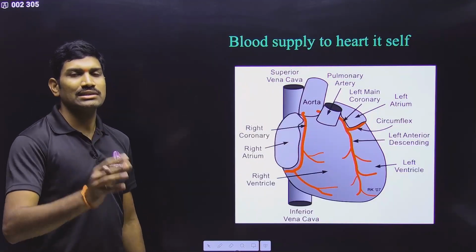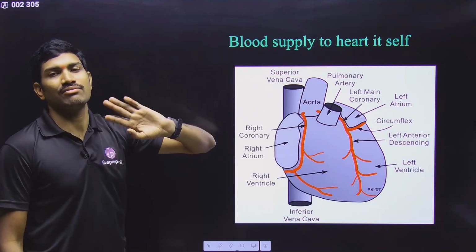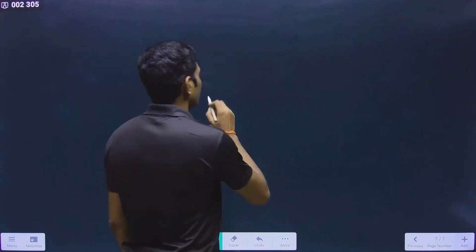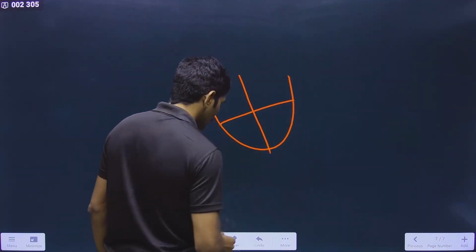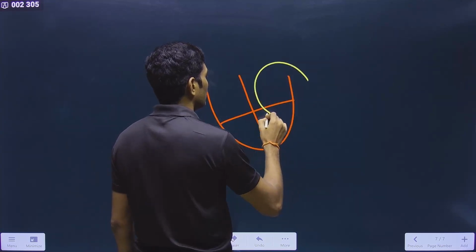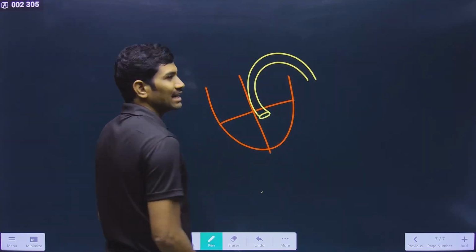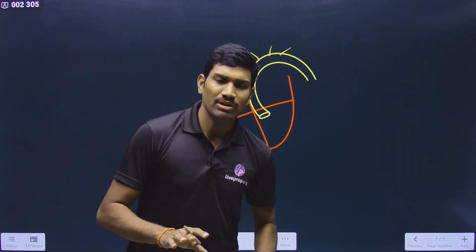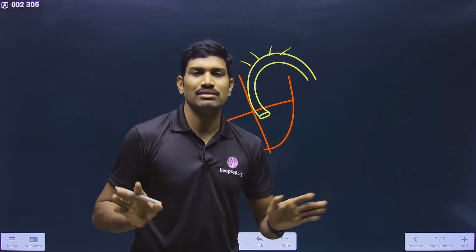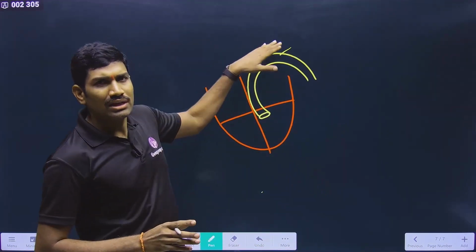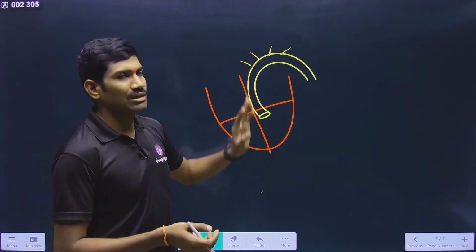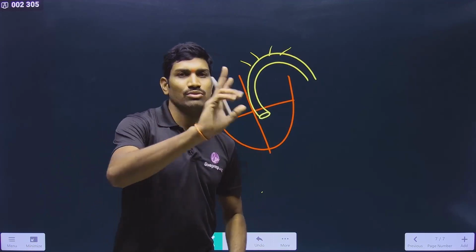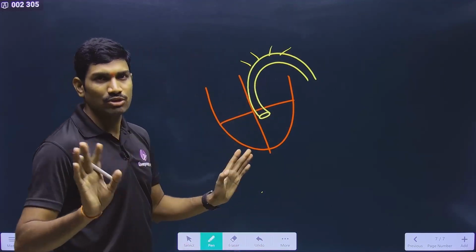And finally, the last small concept we are studying is the blood supply to the heart itself. If you are clearly observing the diagram, from the aorta there are so many branches. That list I don't want to tell you because unnecessarily it will complicate your understanding. Here in NCERT they are not talking about this. Some information regarding this I will give under the extra information lectures. If you want, you can go through that lecture, but in the regular lecture I don't want to go into this.